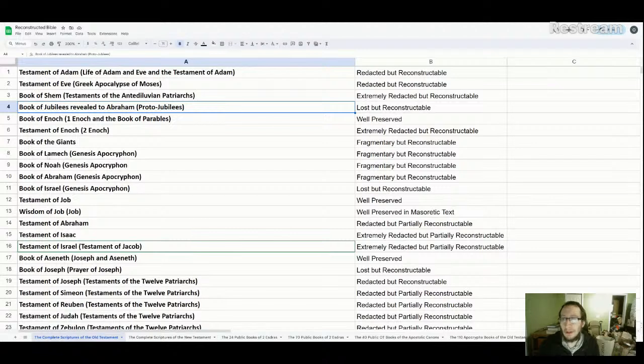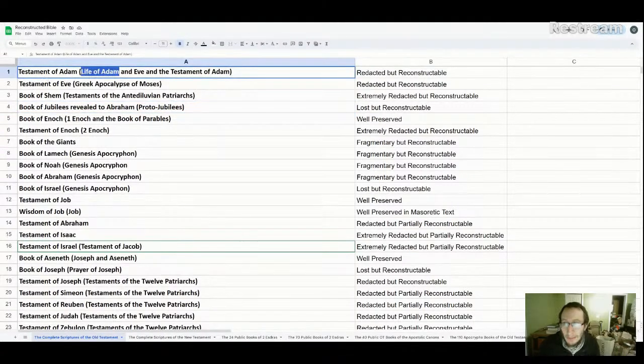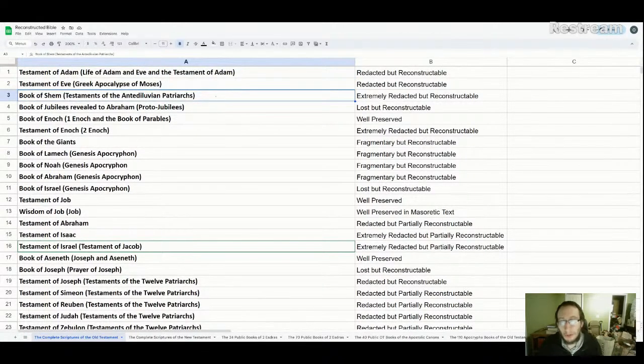What I have here is the name of what I call it, followed, in parentheses, by the typical name that scholars may refer to it as, or that people know that writing as. And then in column B, I have a statement about how I view the text in terms of reliability, the current copies we have, if we have a copy at all. So we'll be going through that and giving you an idea of how I'll be reconstructing these books.